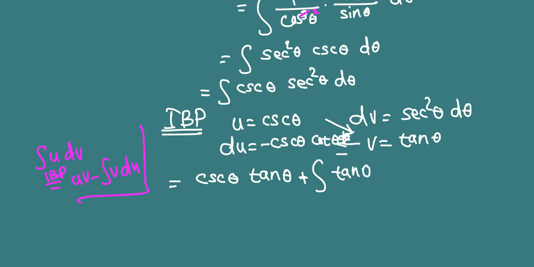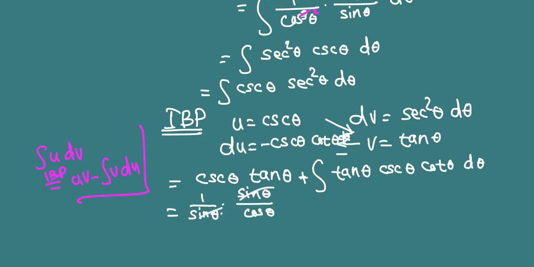Tangent theta cosecant theta cotangent theta d theta. D theta is hidden here. Now when we are done with this part, we need to do this part. We can simplify because cosecant is 1 over sine and tangent is sine over cosine. So let me simplify. 1 over sine times tangent, which is sine over cosine, then I have a cancellation.